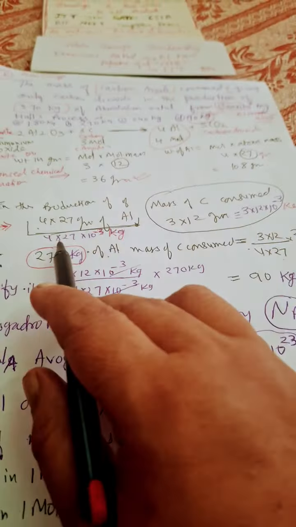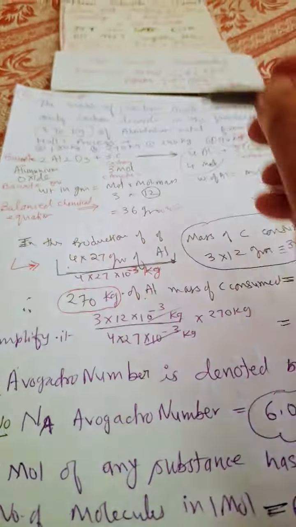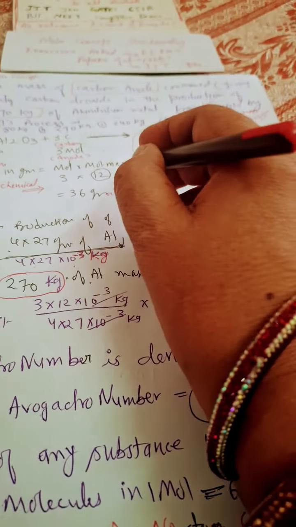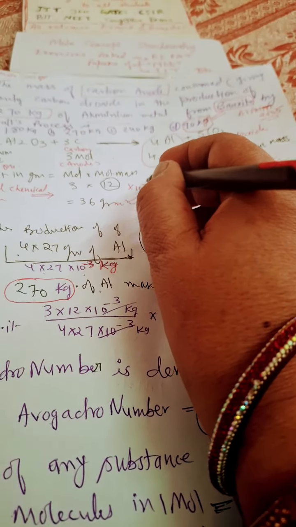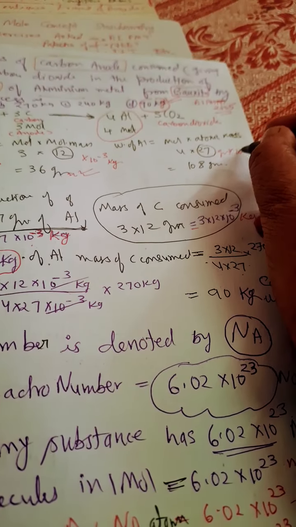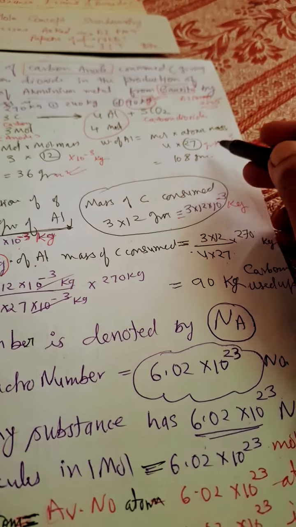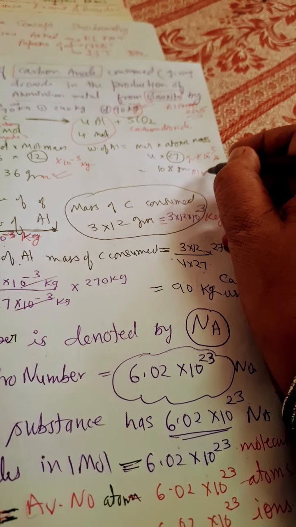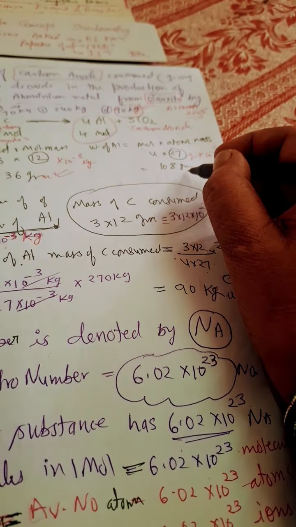Since it is given in kg, we convert it. So multiply by 10 raised to the power minus 3 kg. Earlier it was in grams, now we are saying that it is in kg, 10 raised to the power minus 3 kg.